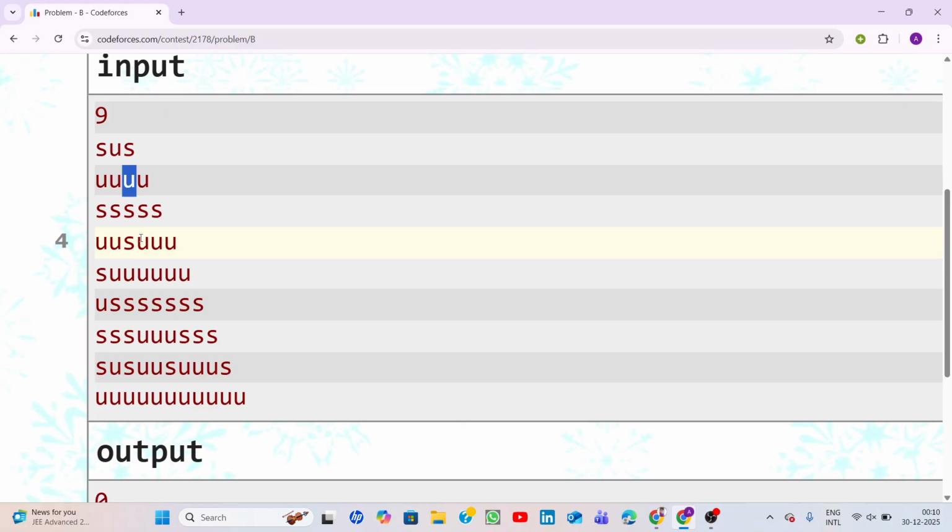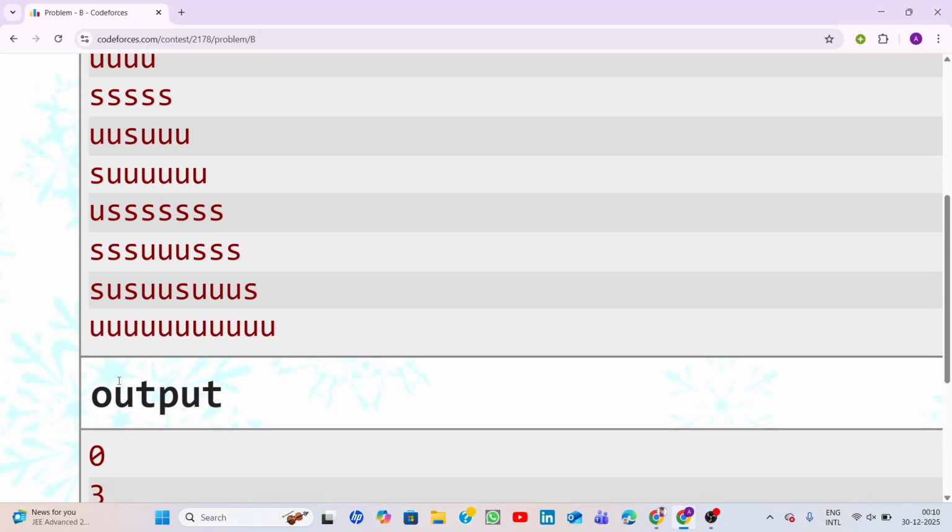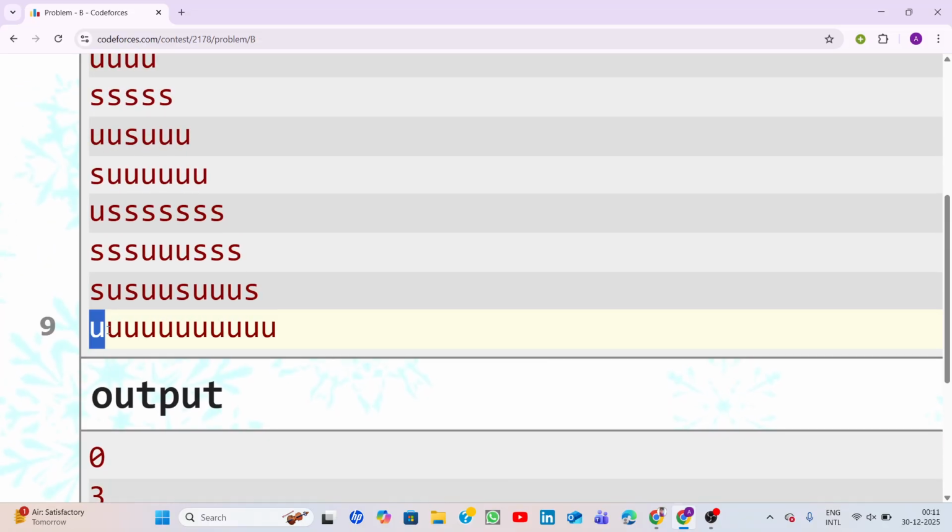So yeah, let us discuss the complete logic. How are we doing that? First of all, we will convert the first u to s and the last u to s, and we will increase the counter based on the u present at the first and the last index. If u is present at the first index, we will convert that to s and increase the counter by 1, and at the last index, if u is present, we will convert it to s, and then we will again increase the counter.